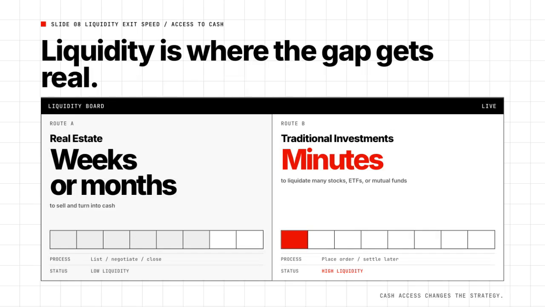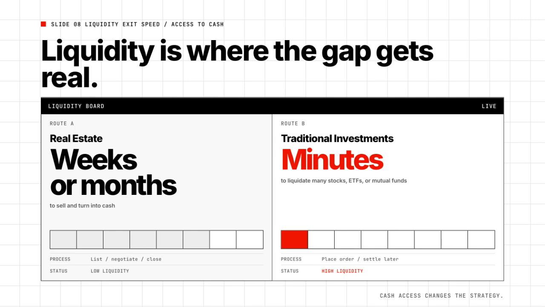When we talk about liquidity, this is really where the gap becomes clear. Liquidity refers to how quickly you can convert an asset into cash. For example, if we look at Route A, which is real estate, it can take weeks or even months to sell a property and turn it into cash. The process involves listing the property, negotiating with buyers, and eventually closing the sale. Because of this lengthy process, real estate is considered to have low liquidity.